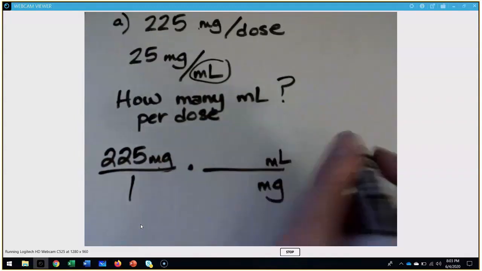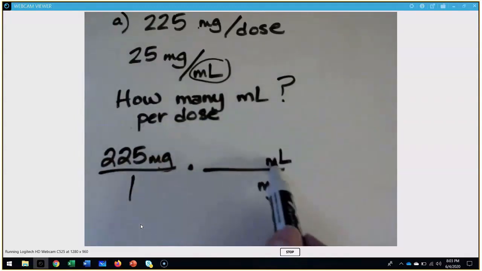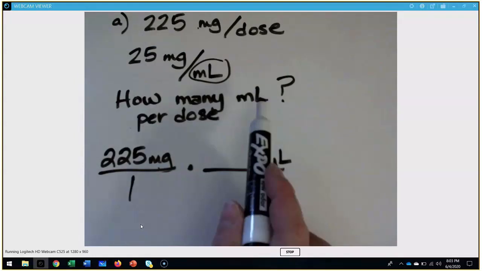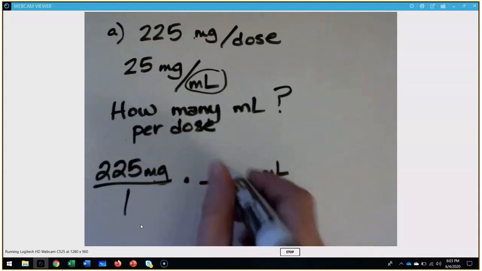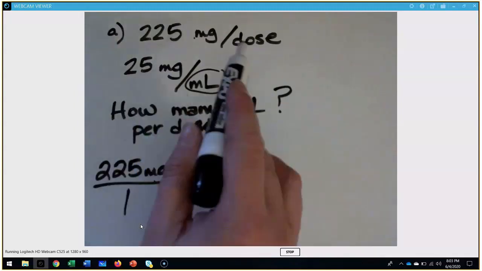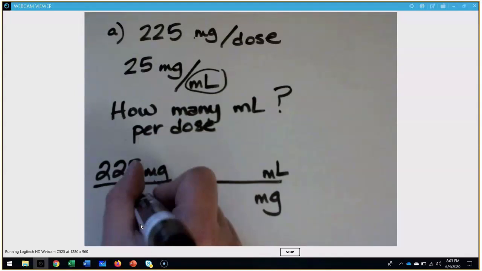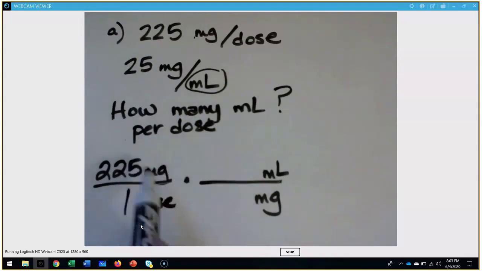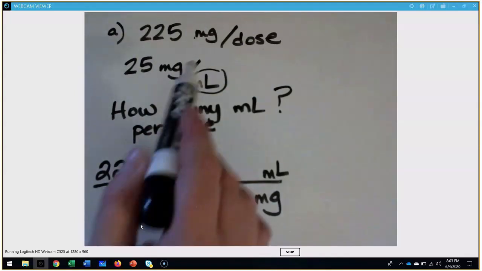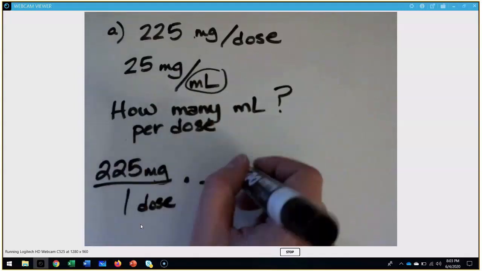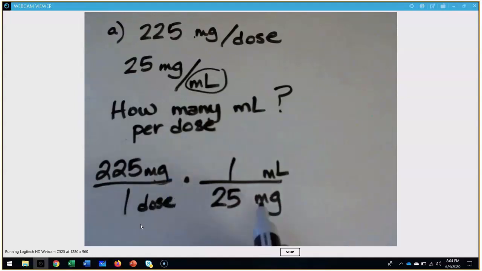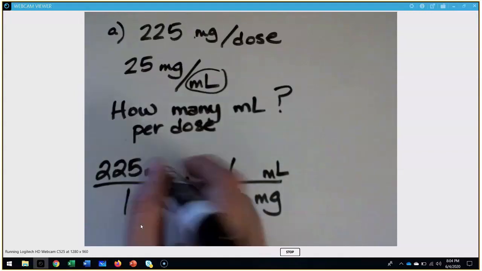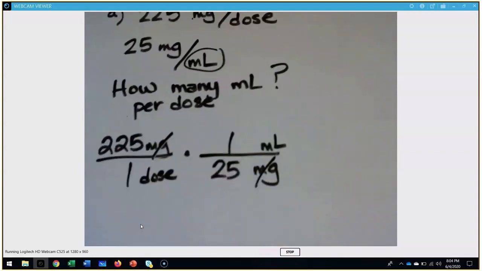This is just what comes to my mind. I need milliliters to be in the top, so that's left in my answer, and I need milligrams to cancel. Based on what I'm given here, I'm going to take the 225 per dose and use that first, and then I'm going to flip this one upside down so that these two will cancel, and I'll be left with milliliters per dose. Does that make sense?